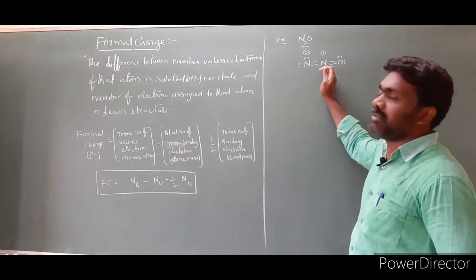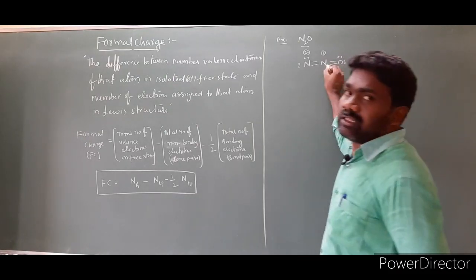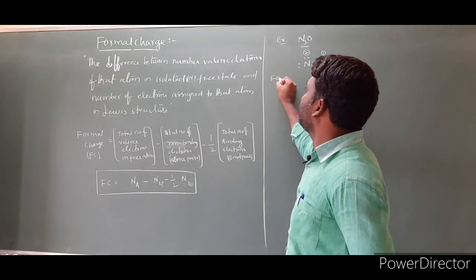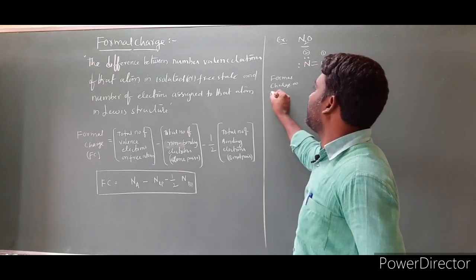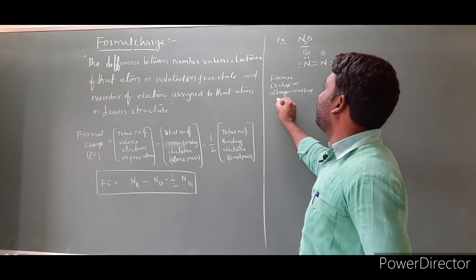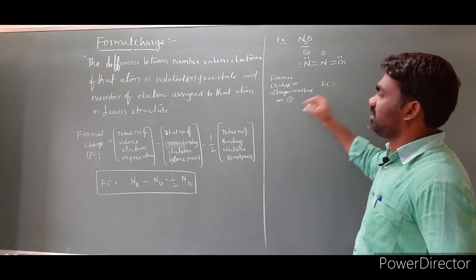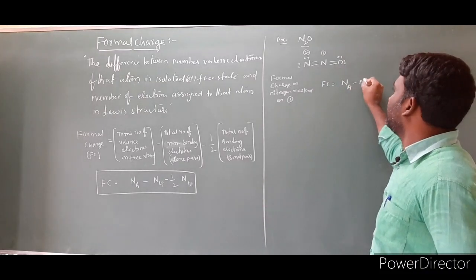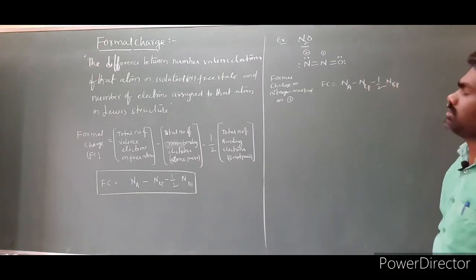Now first we have to find the formal charge on nitrogen, and then the formal charge on oxygen. First we are finding the formal charge on the central nitrogen, marked as 1. For formal charge we have the same formula: number of valence electrons minus number of lone pair electrons minus half into number of bond pair electrons. So this is the formula we have to use.